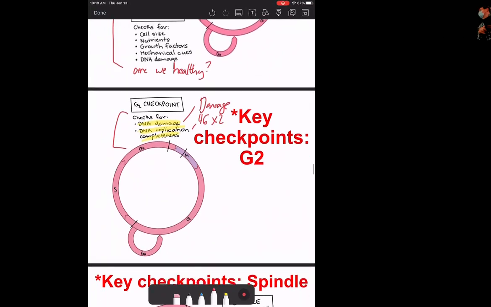So G2, yeah, I'd say it's a little more stringent, and the cell can blow itself up at this point if it feels unhealthy.